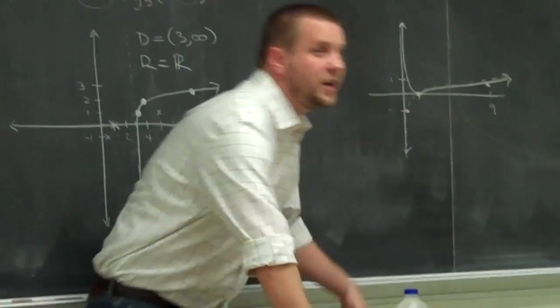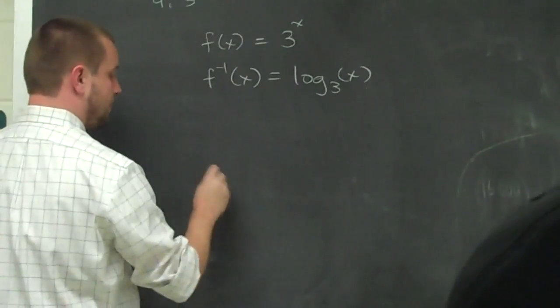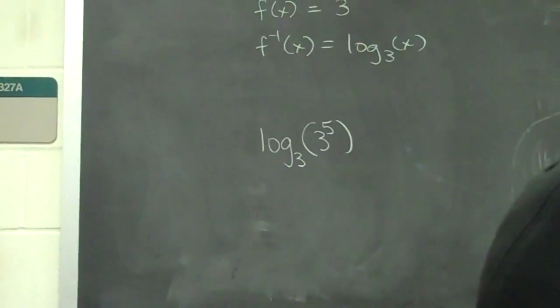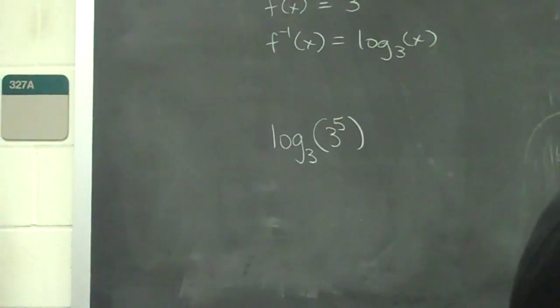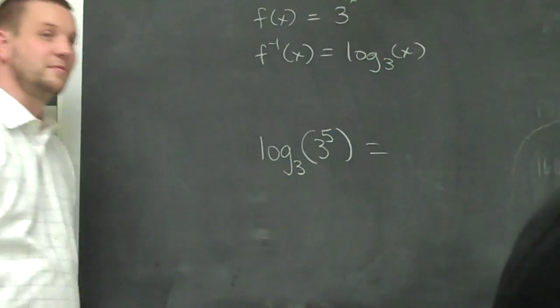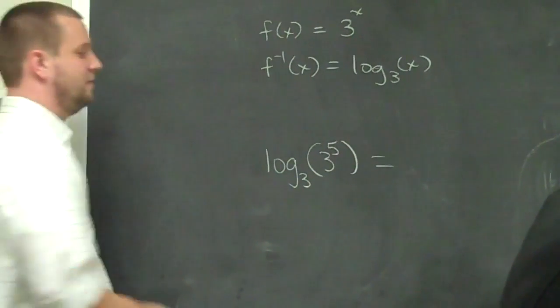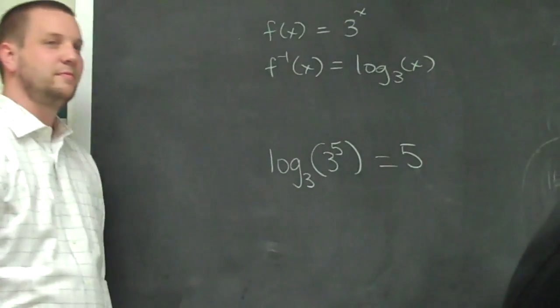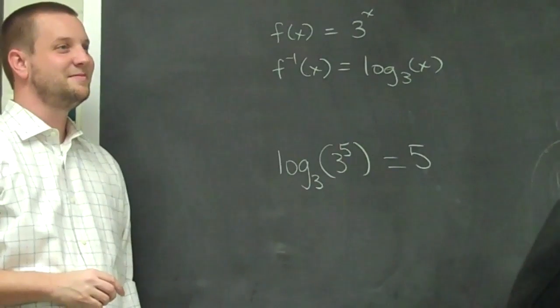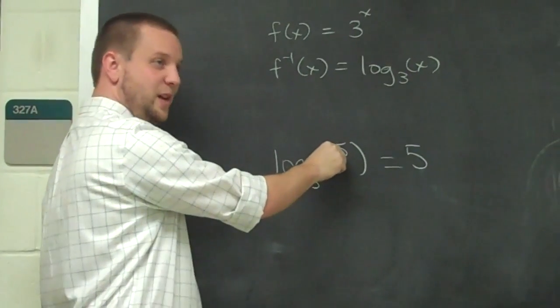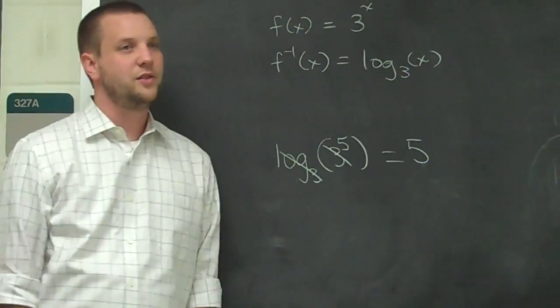So if I plug one guy into the other, they're going to cancel each other out, right? So if I asked you, what is the log base 3 of 3 to the 5th? Then what do you get? No, your final answer. It's simple. You get 5. Because the log base 3 composed with the exponential base 3 cancel each other out and you're left with that exponent.